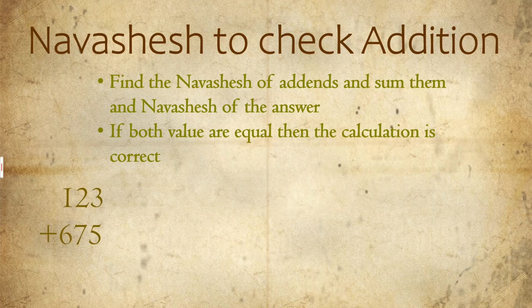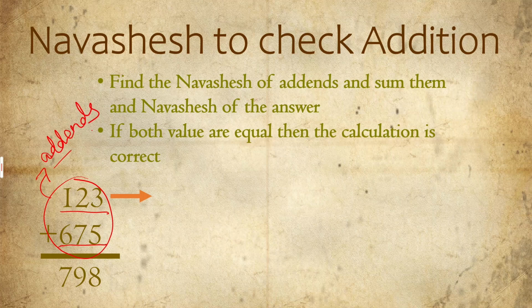The example that we have over here, the sum that you're given is 123 plus 675, and the answer that we found, suppose, is 798. Now, we're having a doubt whether this is correct or not. So first we're going to find the Navashesh of the first addend. So, okay, here are the addends. There are two addends, 123 and 675. These two numbers are called addends. Right, so these are a few mathematical terms that I'm using, but I'll be explaining them side by side as well. So we're going to find the Navashesh of the addends.